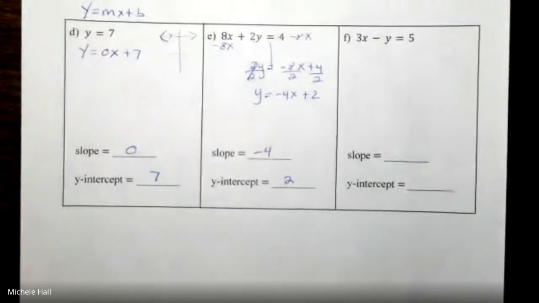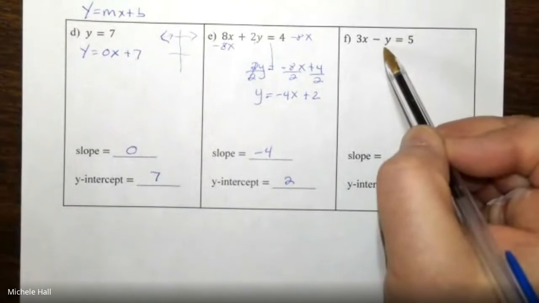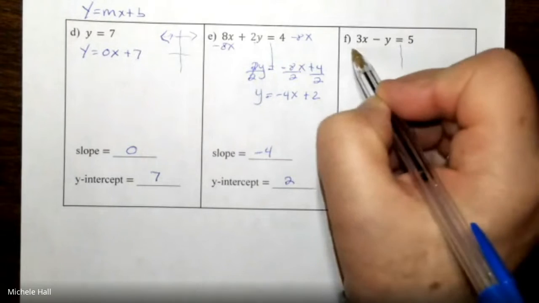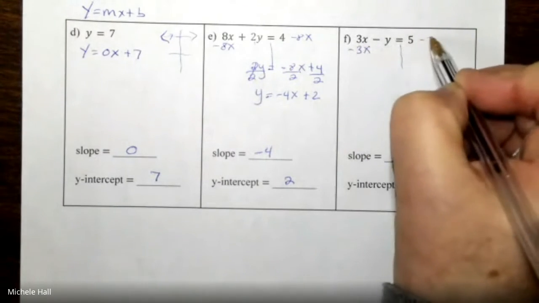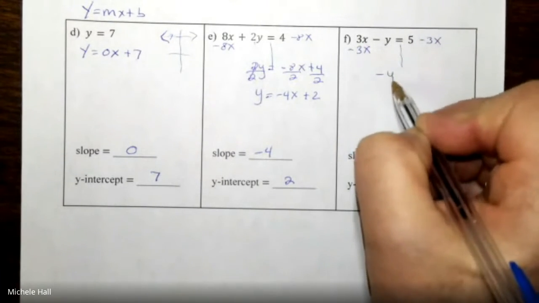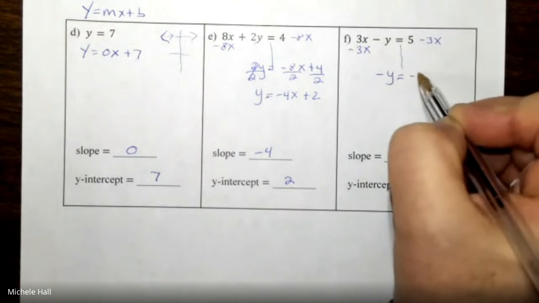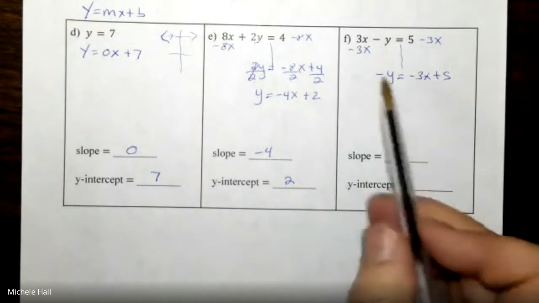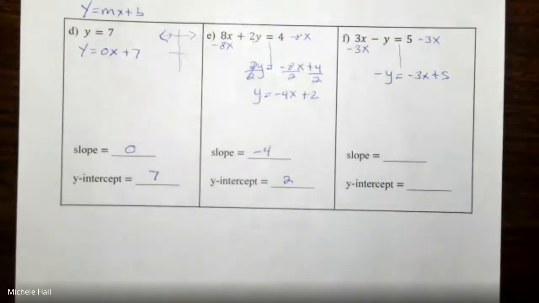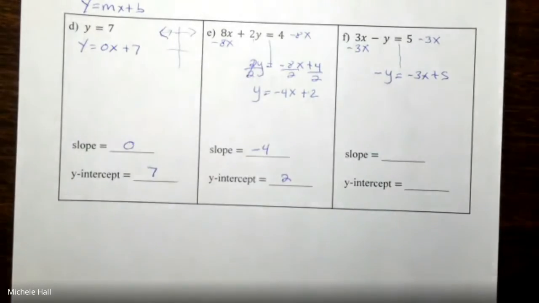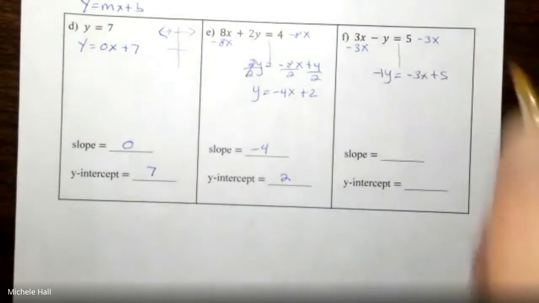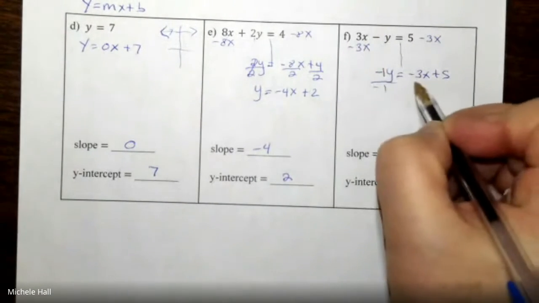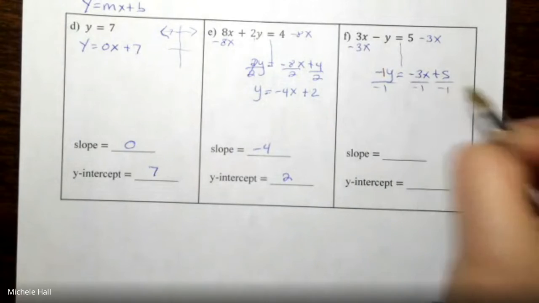One more example. I need to get y by itself. I'm going to start by shifting the x term to the other side. The opposite of 3x is negative 3x. We have negative y equals negative 3x and positive 5. Y is still being multiplied by a negative. Don't forget, there's understood to be a 1 there, so it's being multiplied by negative 1. I'm going to divide everything by negative 1. It's going to change all of the signs.